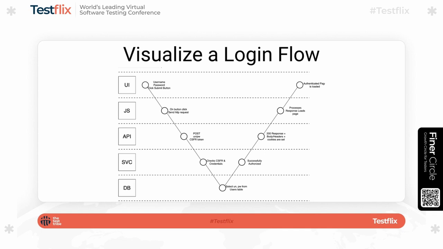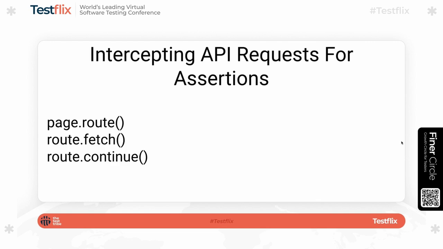So let's jump right in. Most of this talk, I'm going to be using actual code examples so we can walk through this together. So the first one is going to be an example of intercepting an API request for assertions. So this is going to use some different Playwright methods, the route method, the fetch method on the route, and then route continue.